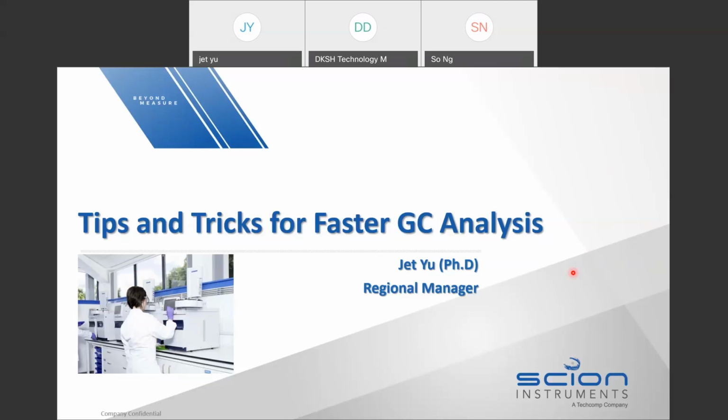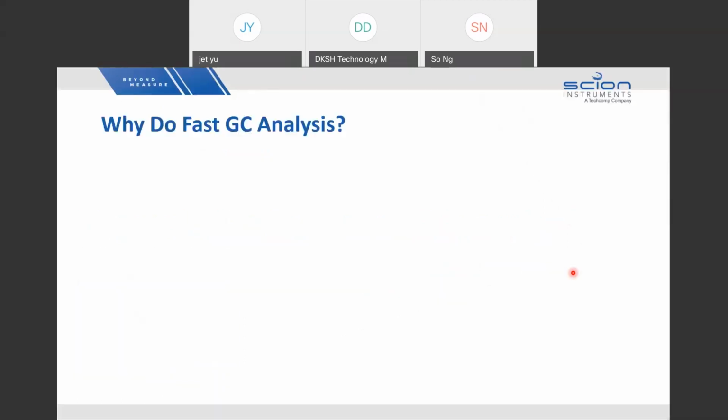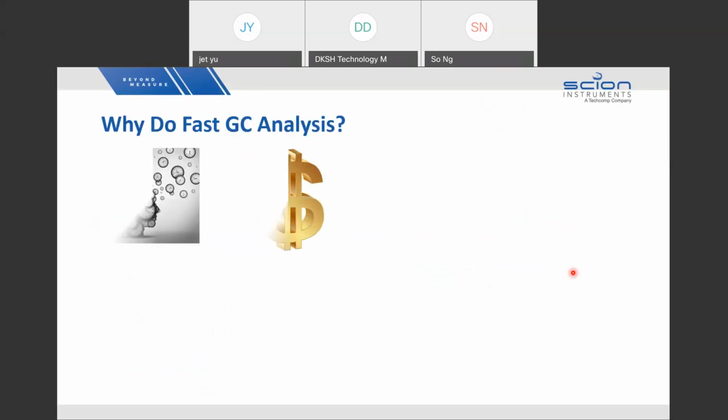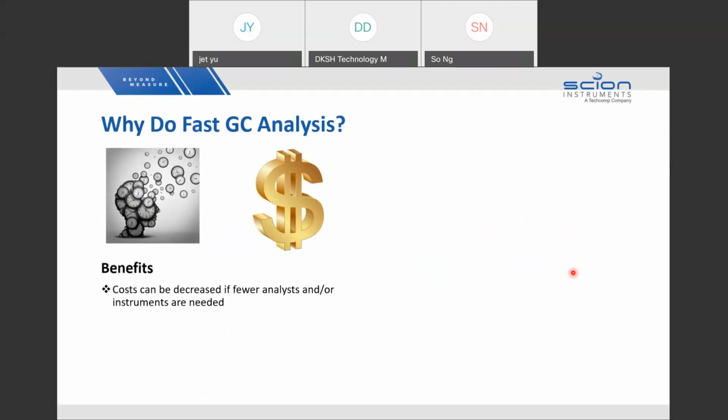Last webinar, we talked about the troubleshooting of the GC peaks. So today I'm going to talk about the tips and tricks for the fast GC analysis. Okay, so why do fast GC analysis? Basically, it is a matter of time and money. You can also say it's about efficiency. So the benefits are pretty obvious. First of all, the costs can be decreased.